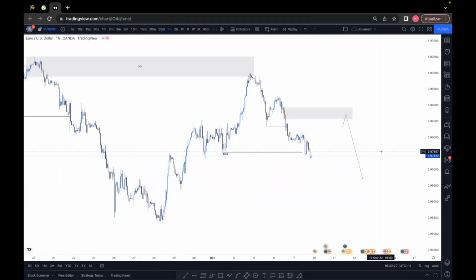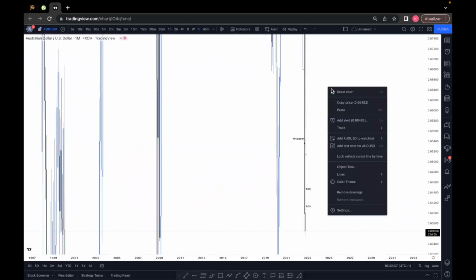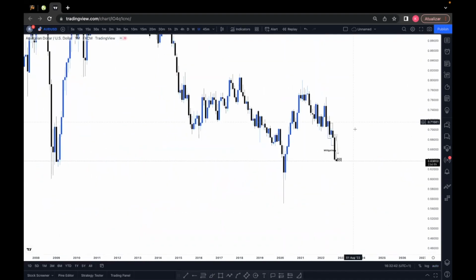So that's it for EUR-USD. Let's move to another pair. Now, Aussie dollar, if you look at Aussie dollar from the monthly time frame, right, we can actually see that Aussie dollar has been heavily bearish.